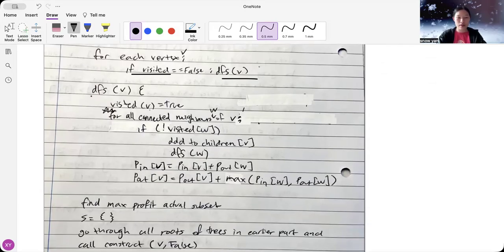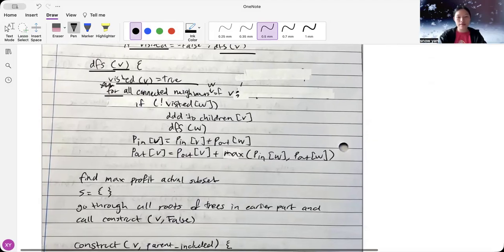Next, in my actual DFS algorithm, when I input the vertex at the root, I just mark visited as true to keep track. Next, I do a for loop through all the connected neighbors, and I'm going to call DFS on w of v.